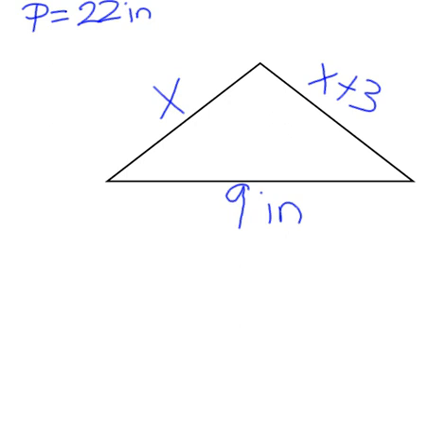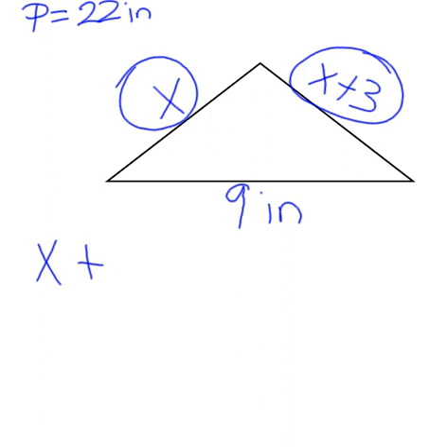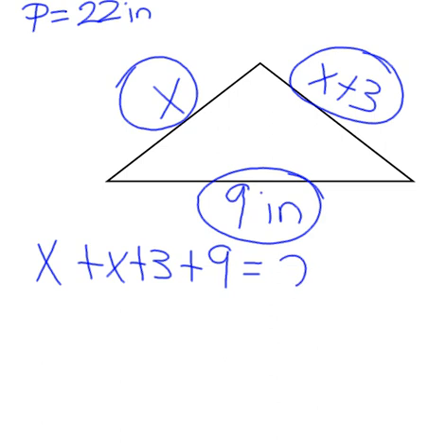It says solve the equation x plus 3 plus 9 equal 22 to find the length of x, which is the shortest side of the triangle. Okay, so I'm going to take x plus 3 plus 9, set that equal to 22 inches to figure out what is the perimeter.